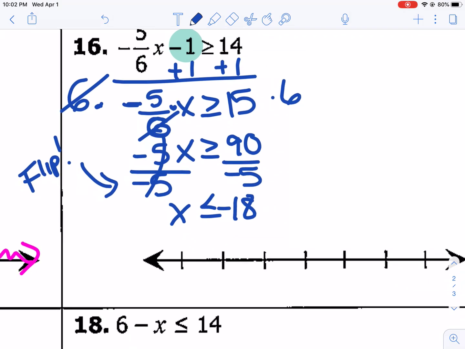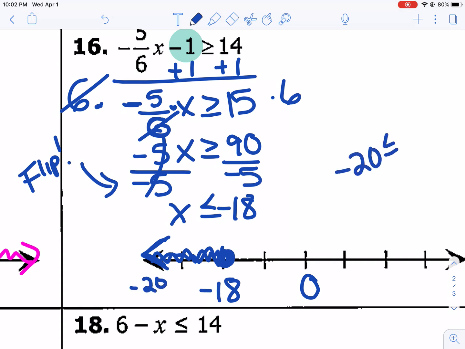All right, so I have 0, I have my -18. Closed point, because it's x is less than or equal to -18. My solutions are to the left. And if I want to test something out, well, -20 might be down here. So is -20 less than or equal to -18? Yes.